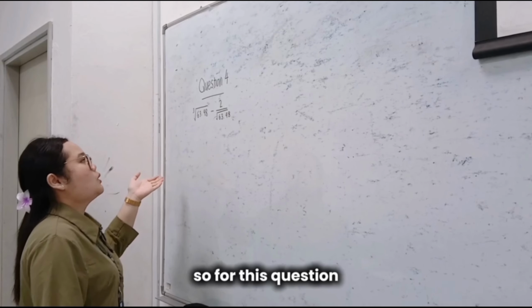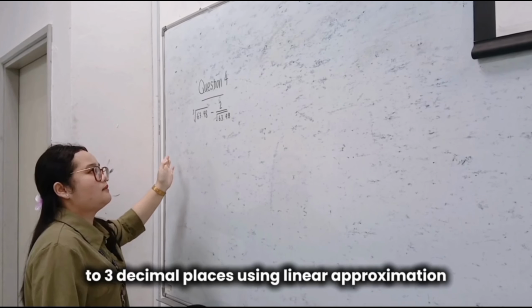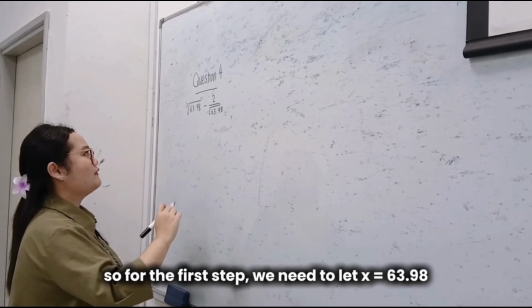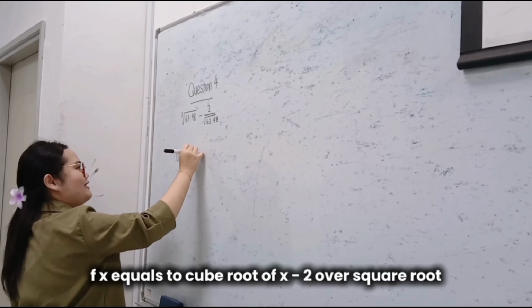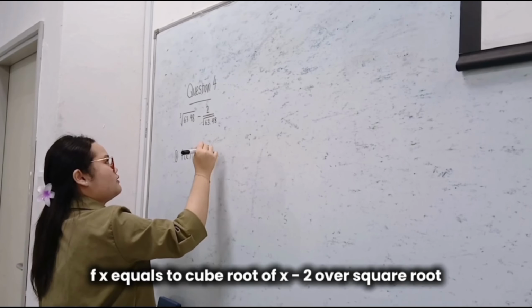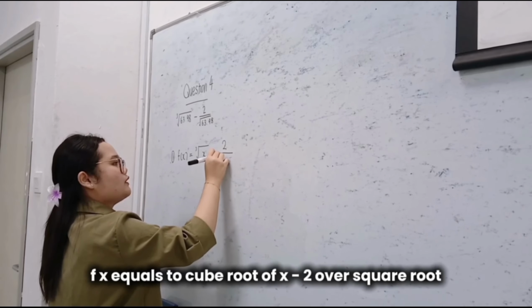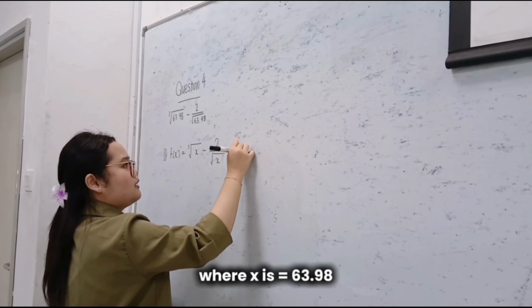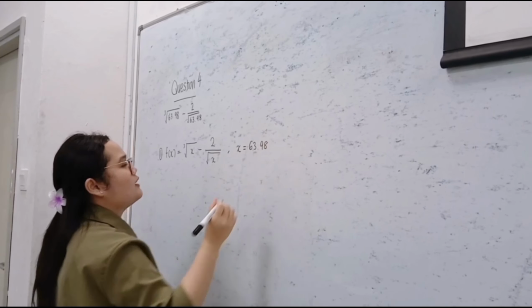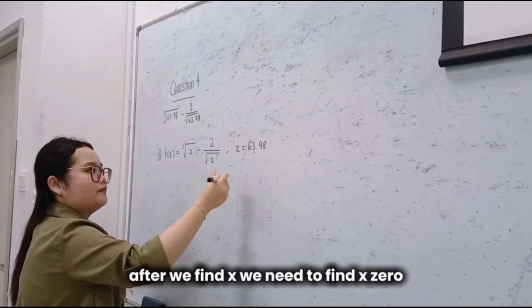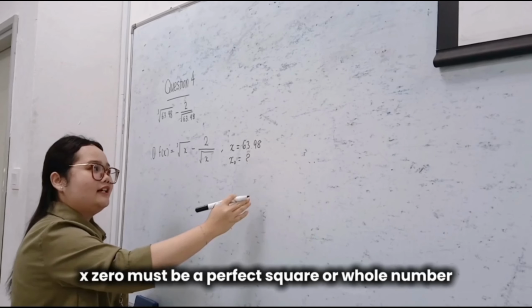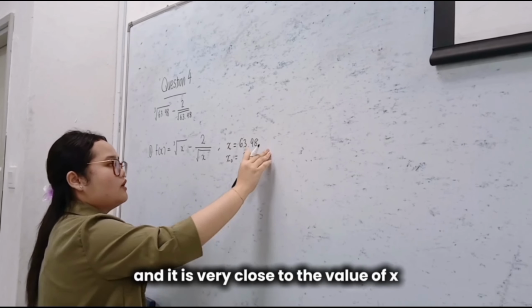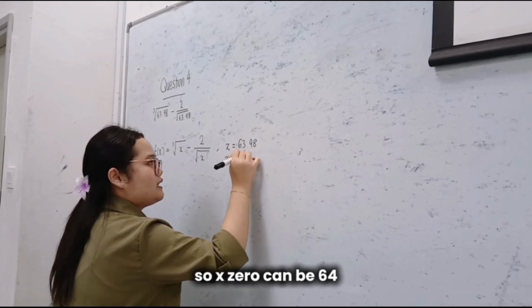So for this question, we need to find the value of this function to three decimal places using the linear approximation. Okay, so for the first step, we need to let x equal to 63.98. So the first step, f(x) equals to cube root of x minus square root of x, where x is equal to 63.98. So after we find x, we need to find x0. So how do we find x0? x0 must be a perfect square or whole number, and it is very close to the value of x now. So x0 can be 64.